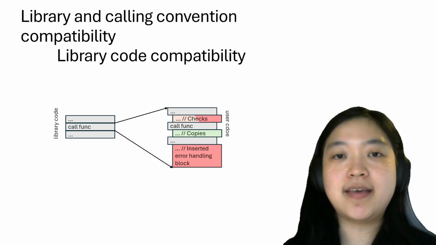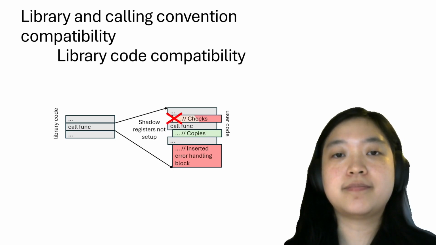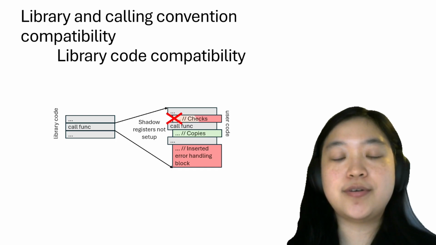The more problematic case of library code compatibility is when the library code calls user code. This is actually not that rare. pthread, for example, used all over parsec benchmarks, would call user code. The obvious problem is that, since library code does not keep the shadowing relationship, any checks in the user code would now fail. An easy fix for this would be putting back in the shadow register setup in the beginning of function calls. However, this would break the nZDC feature of input parameter checking.